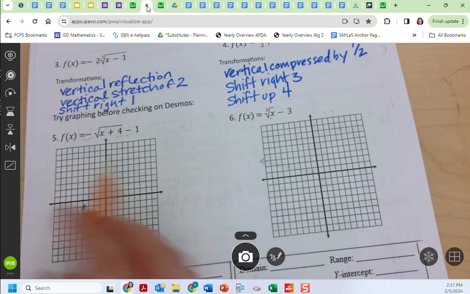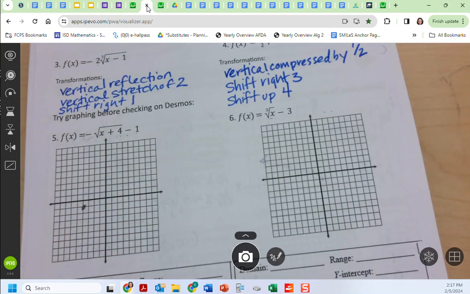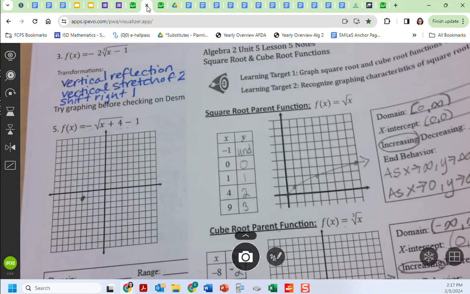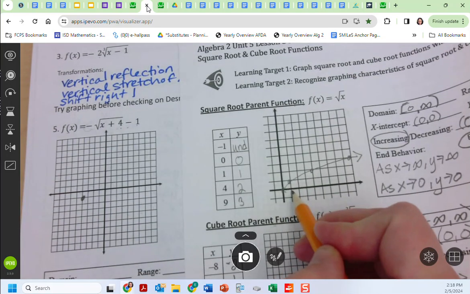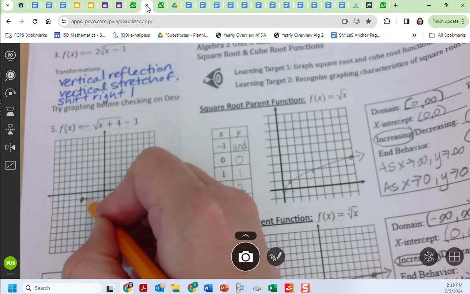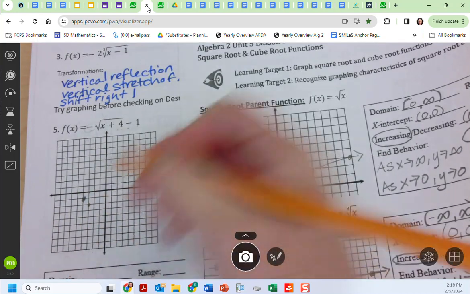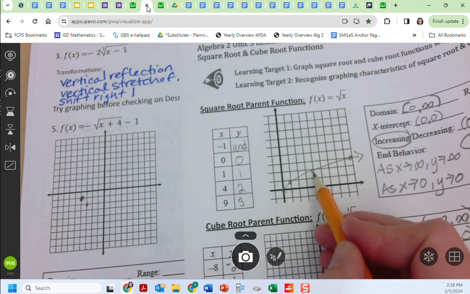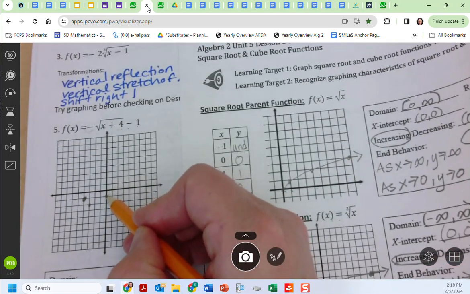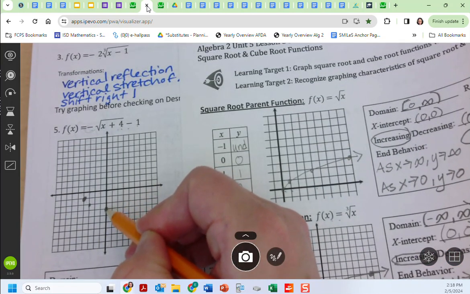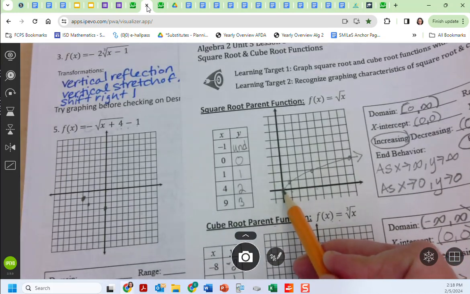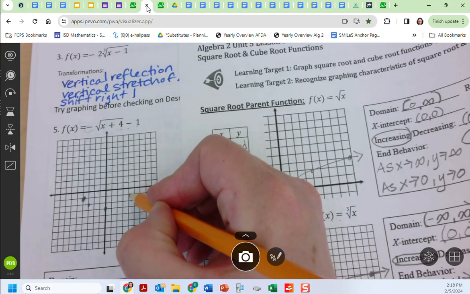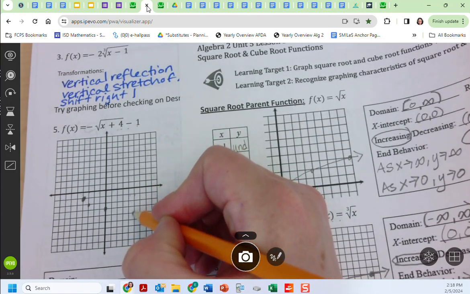To find the exact points, I'm going to refer back to my parent graph real quick. Okay, so here's my parent graph. My parent graph from the endpoint was over 1 and up 1, but I know this is going upside down, so it's going to be over 1 and down 1. From the first point, it was over 4 and up 2. So from the first point, over 4 and down 2. And from the first point, over 9 and up 3. So I can go over 9 and then I can go down 3.